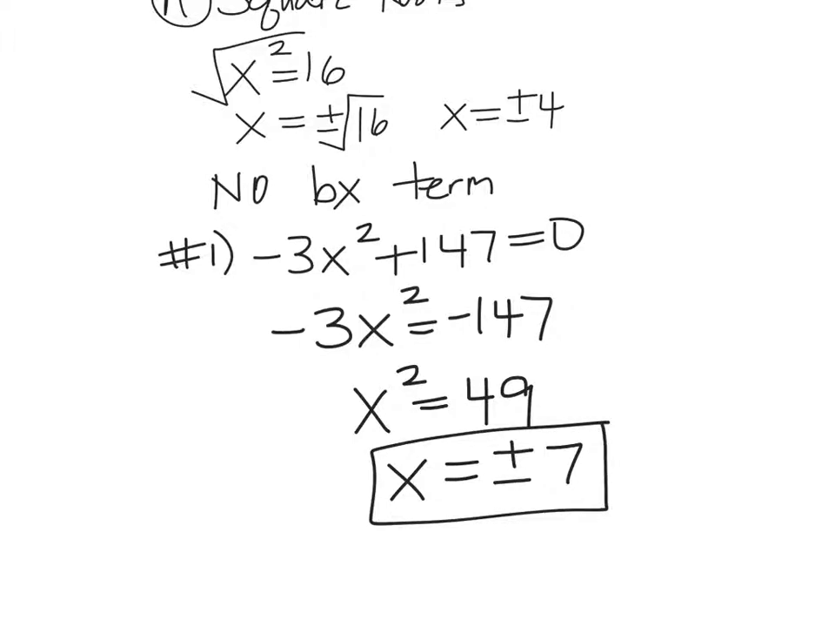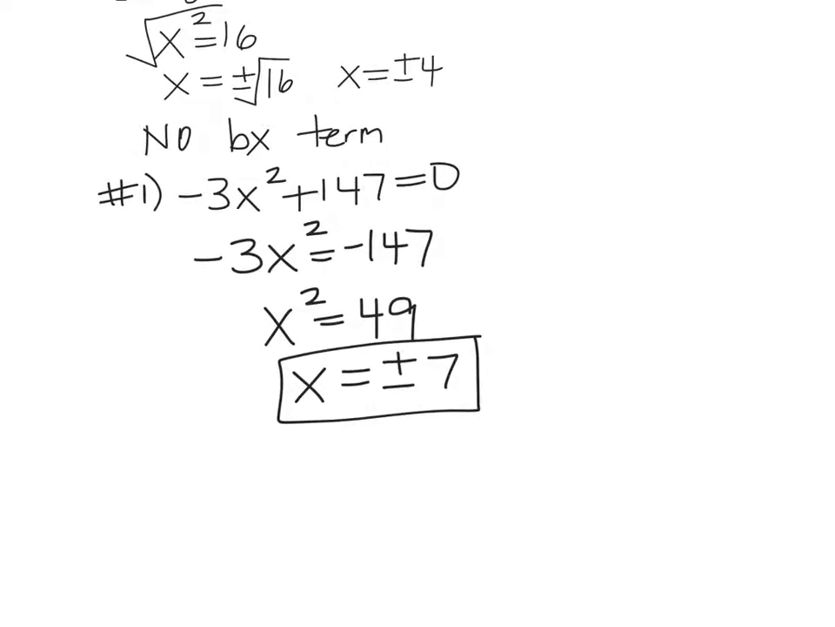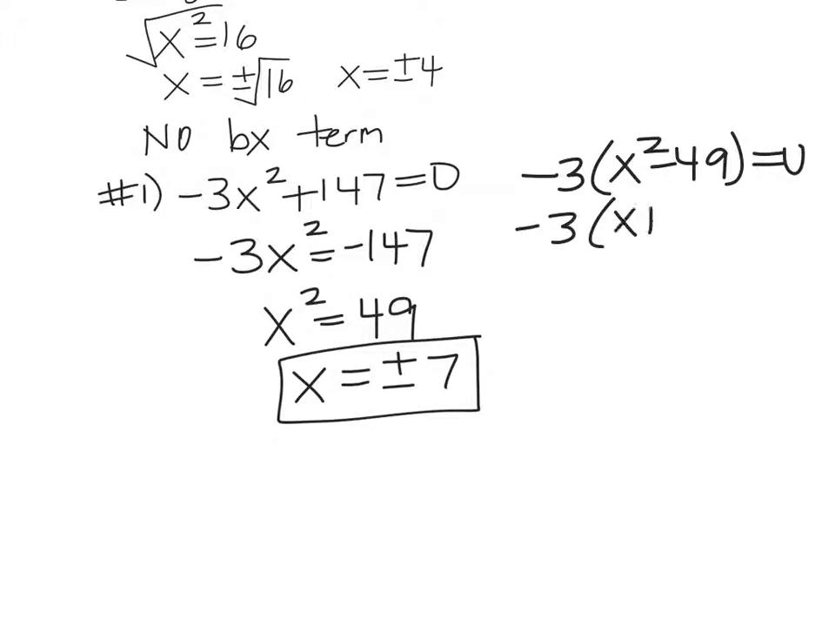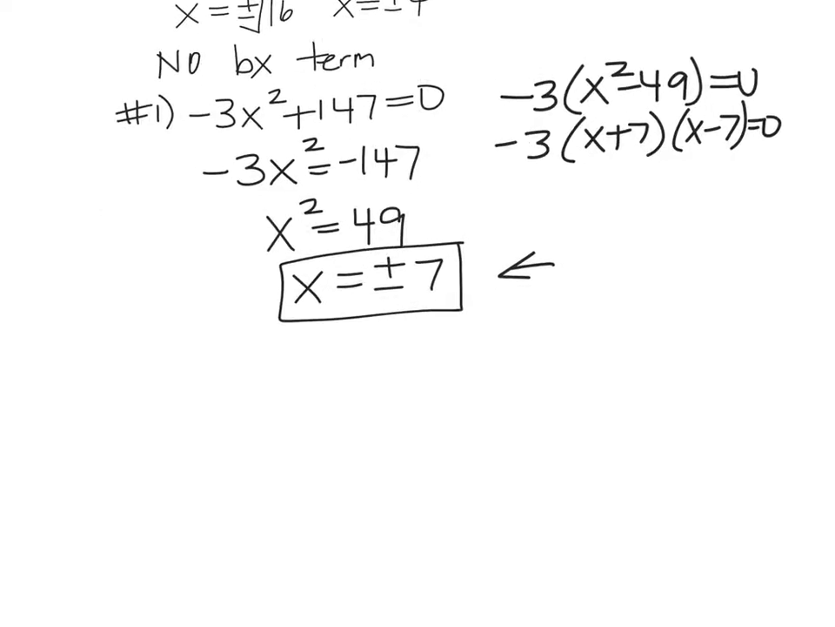And you got those answers last night, maybe by factoring. You factored out a -3, and then you factored some more, and you get x +7 and x -7. See, that's another way to do it. Today, this is a little bit easier, I think, by finding square roots. Okay, let's do this one, number 2.